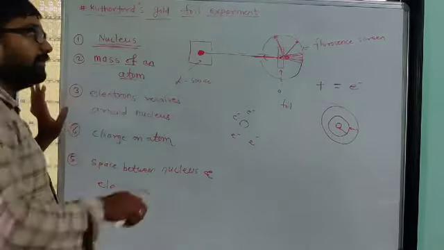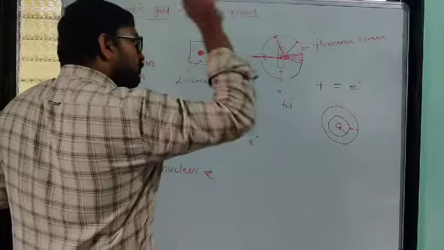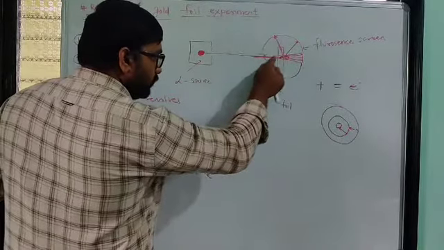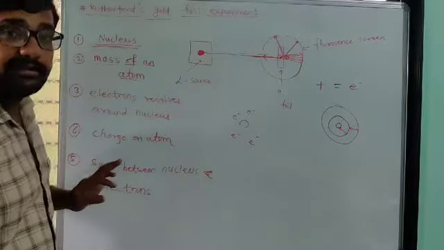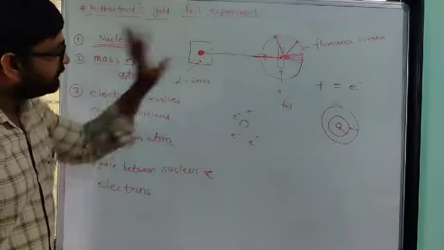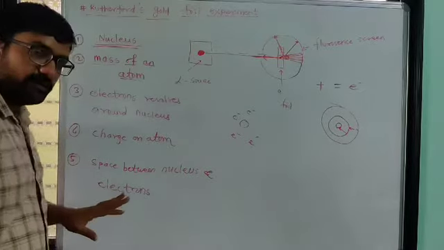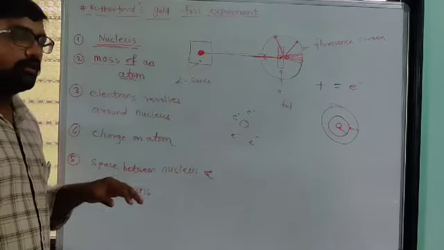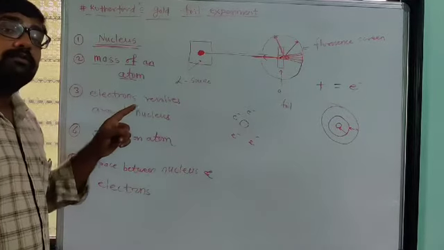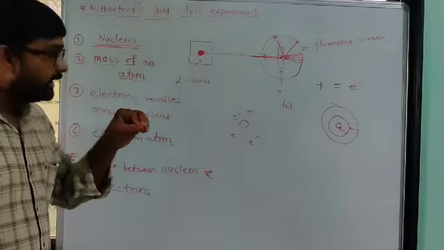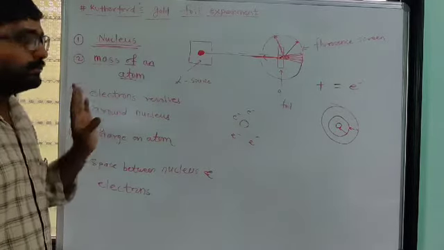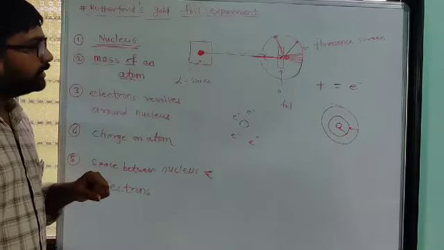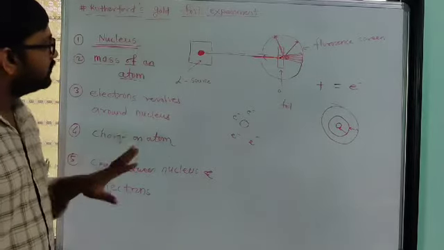It is a simple experiment: only bombard alpha particles, a large number go straight, very few deviate through a small angle, very few deviate through a large angle, and only one goes back on the same track. That is the experiment, and these are its predictions. First, there should be a nucleus at the center of the atom, then the whole mass of the atom is gathered in this nucleus, then the negatively charged electrons revolve around the nucleus.